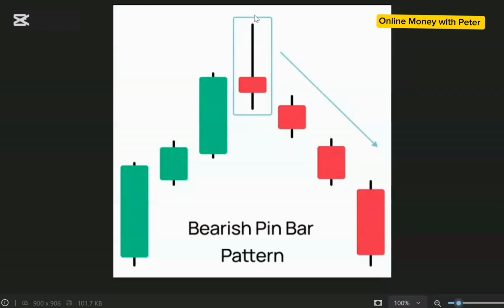The stop loss will be here, a few cents above, and your profit can be, of course, your 1 to 1.5 or 1 to 2 ratio. So that is the psychology behind the formation of this candlestick and how you can trade it.